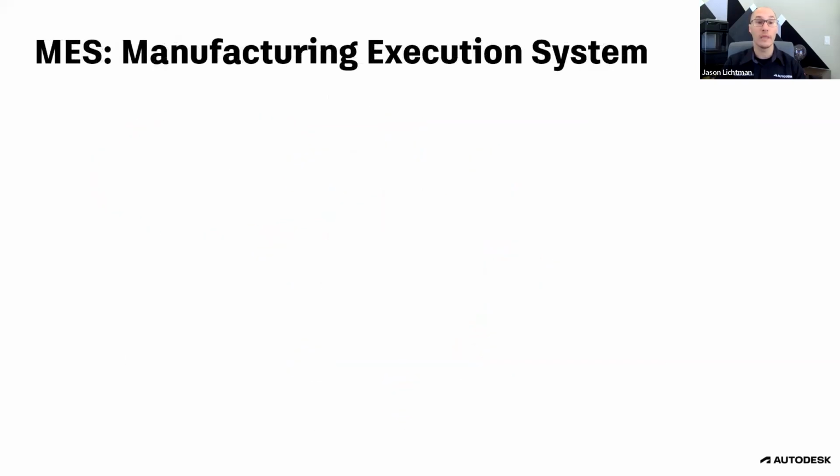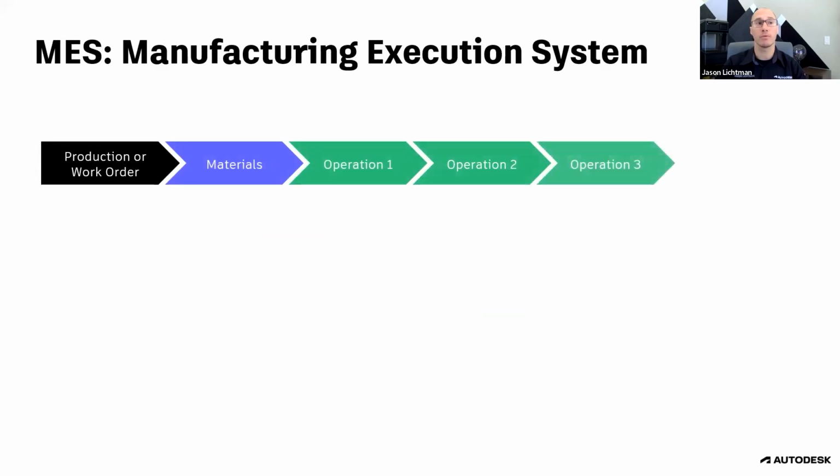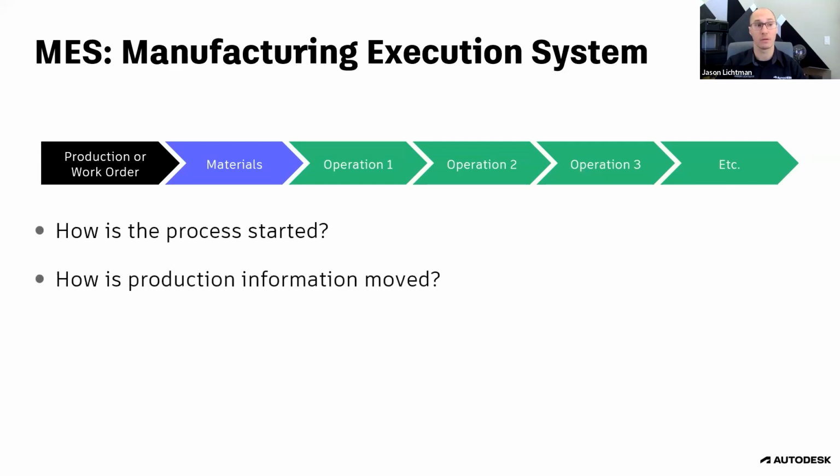Now, when we look within manufacturing execution systems, there are workflows that I want to highlight. So we're talking about production order or a work order, gathering the materials, and then executing the production, right? Executing the manufacturing. That's why it's called MES in the first place. And you're going to have various different operations to actually execute to make those parts. But some questions arise when you start looking at this process. How is that process started? How is the product information itself moved across the process? And how is the production itself tracked?